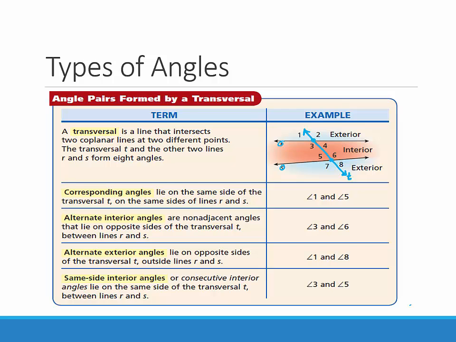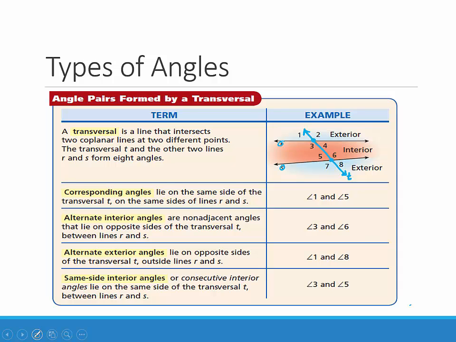And now what happens when we cut two lines in half, or somewhere in the middle, we get 8 different angles. And those 8 different angles are all very closely related, and we'll talk more about them throughout this chapter. But right now you need to know 4 different types of angles. The first one is corresponding angles.